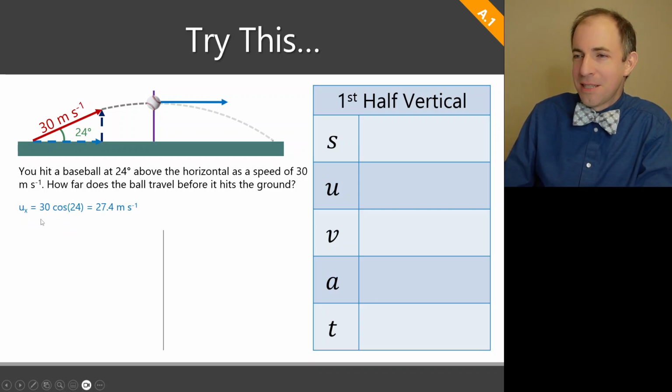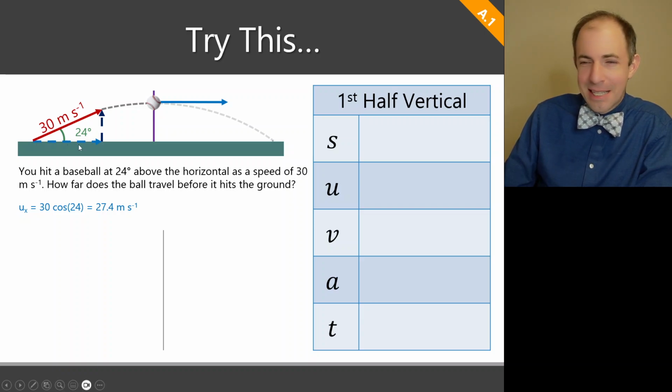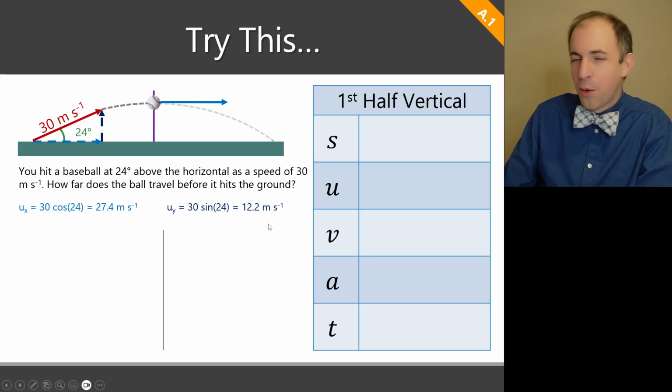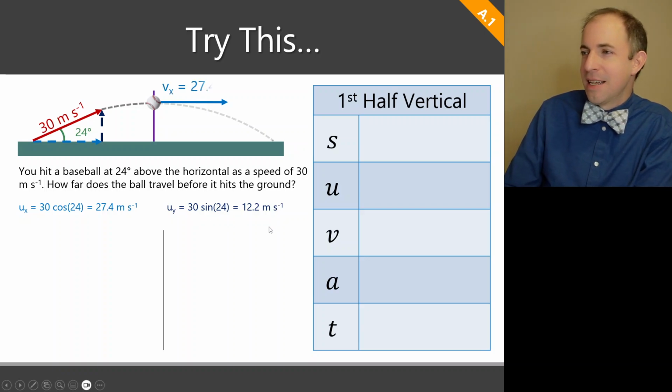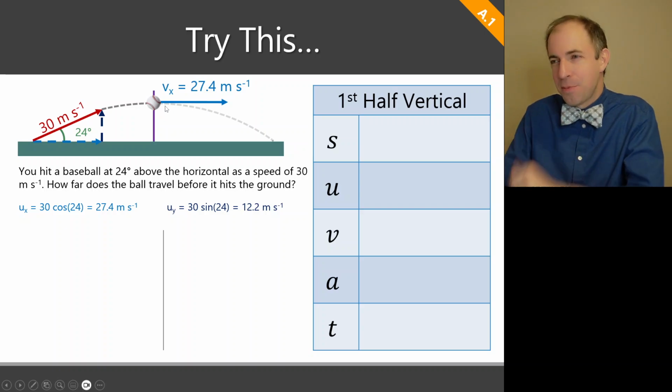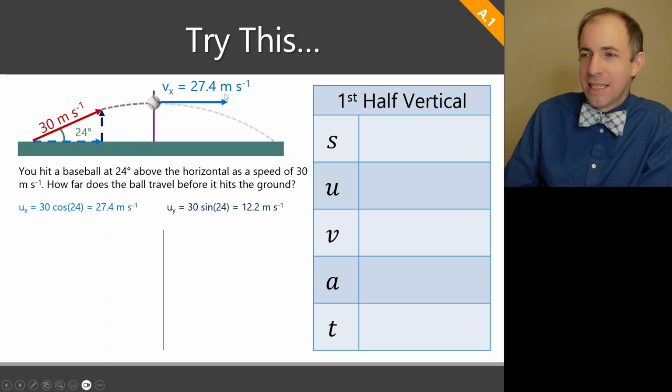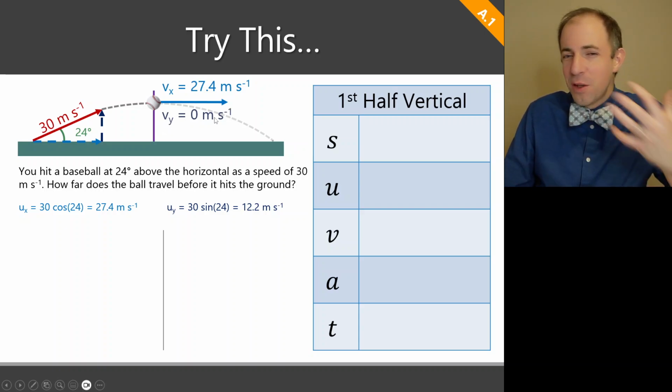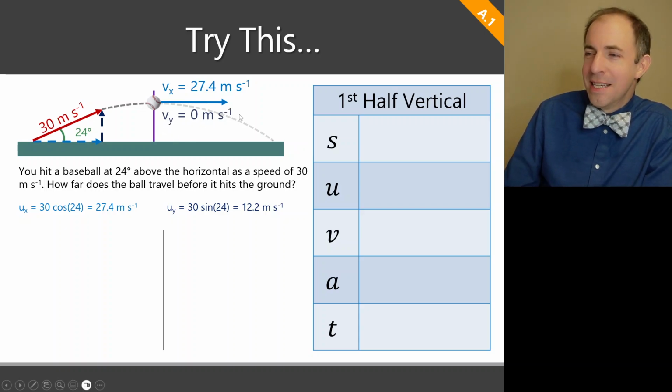So my horizontal, the x, is 30 times the cosine of 24, because that is the adjacent side. That's 27.4. The y, the vertical component, is 30 times the sine of 24, or 12.2 meters per second. Now, my final x, so the highest point here, the x velocity is still that 27.4 meters per second. And then my final in the y, for the highest point, is 0.